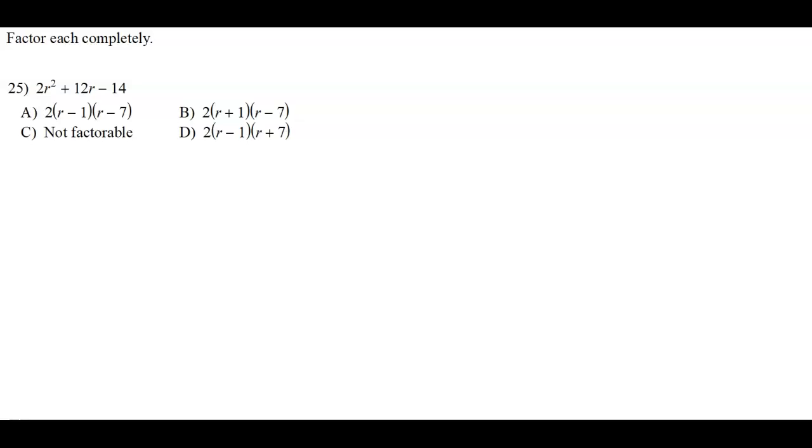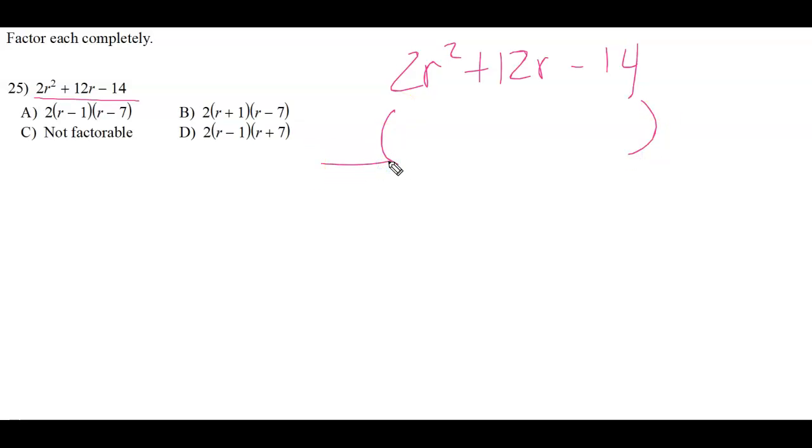Now for the last two problems here on this worksheet, these are just multi-step problems. So on these ones, the first thing you're going to do is you always start by looking for a greatest common factor first. So let's begin. There is a greatest common factor this time. What can you divide out of 2, 12, and 14? The answer is 2. If you divide all three of those by 2, you end up with the following.